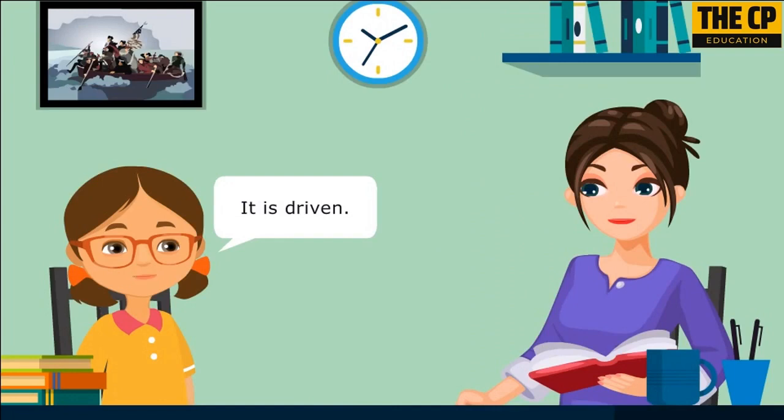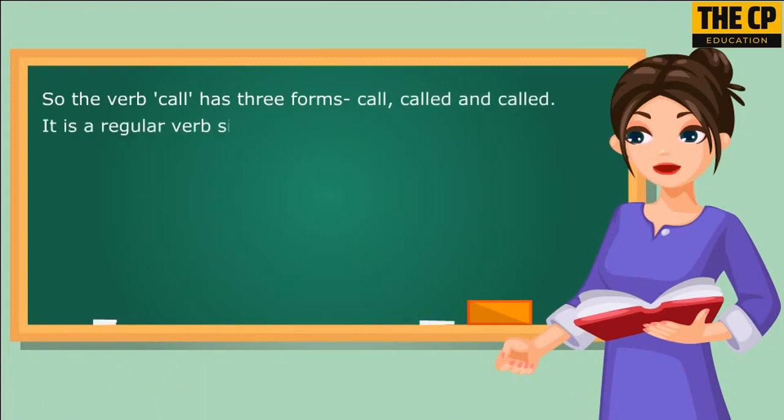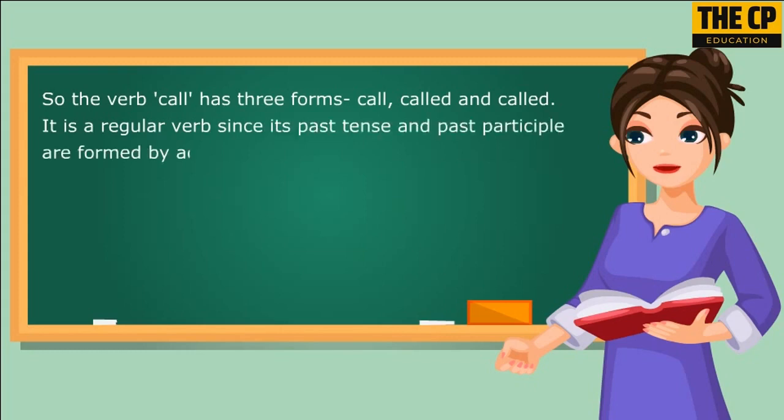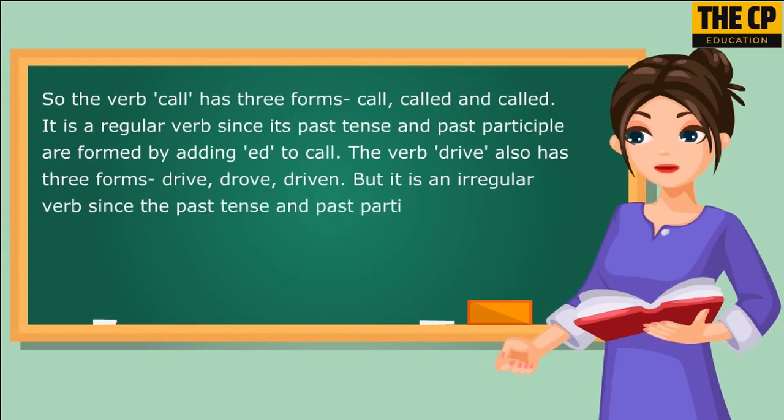So the verb call has three forms: call, called, and called. It is a regular verb, since its past tense and past participle are formed by adding ed to call. The verb drive also has three forms: drive, drove, driven. But it is an irregular verb, since the past tense and past participle are not formed by adding ed, but in some other way.